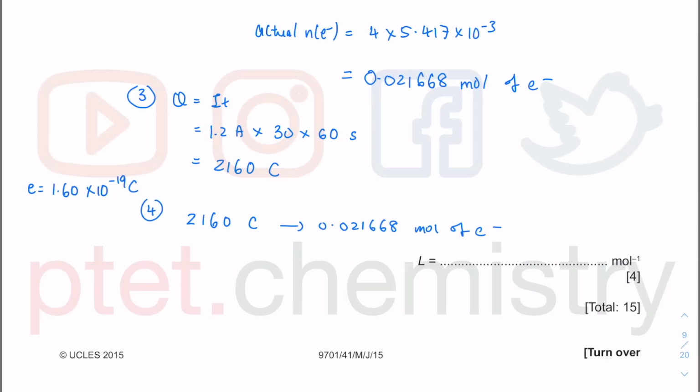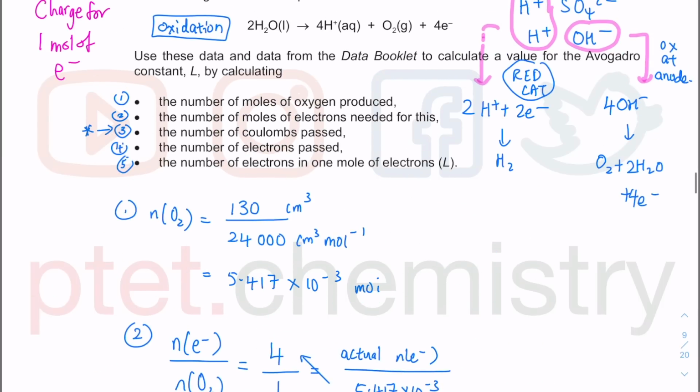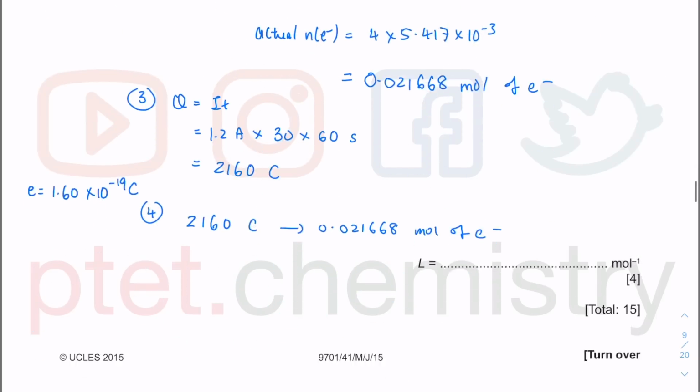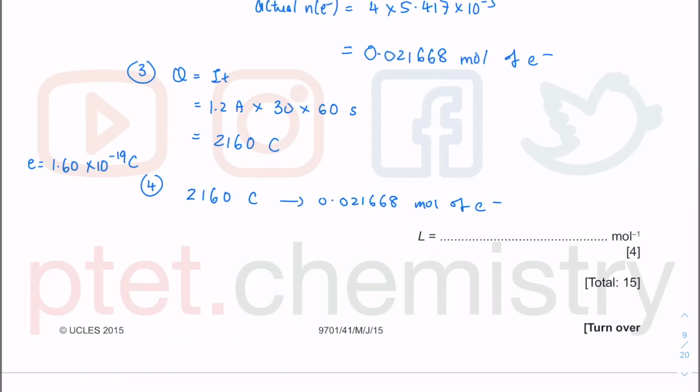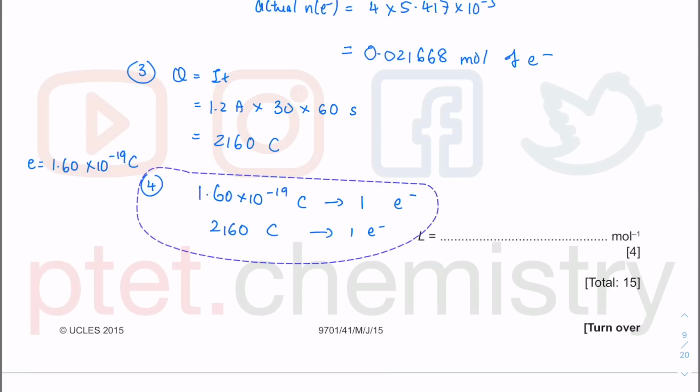So we want the number of electrons passed. This is for one electron, and we have this much charge. I think I've gotten this the other way around. 2160, no, that doesn't make sense. 1.60 times 10 to the minus 19 coulomb is for one electron. So 2160 coulomb is for how many electrons? Yeah, that seems to be the right way around.